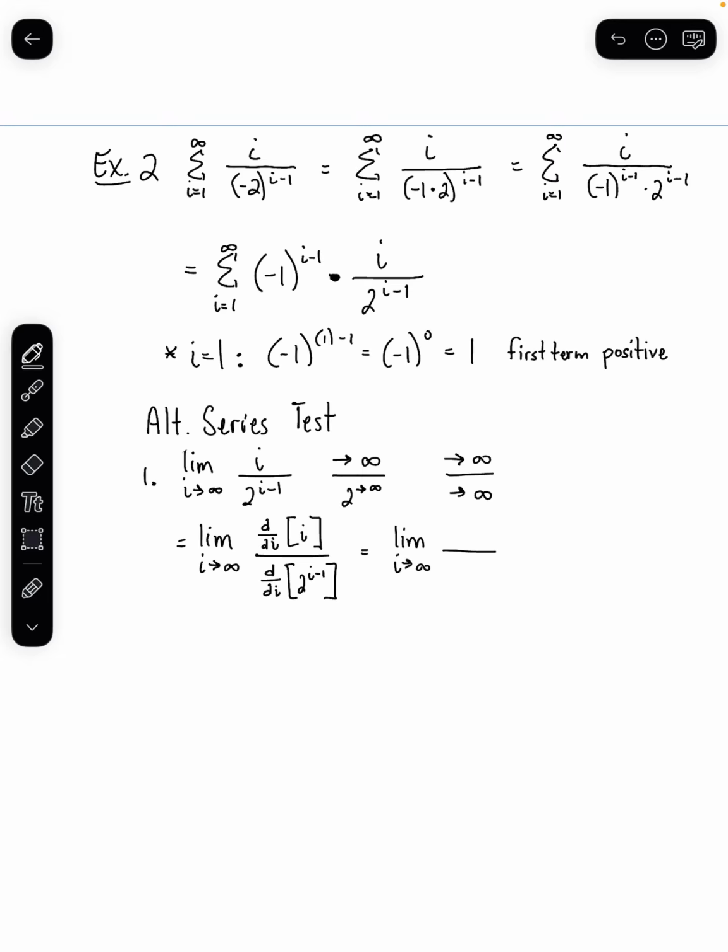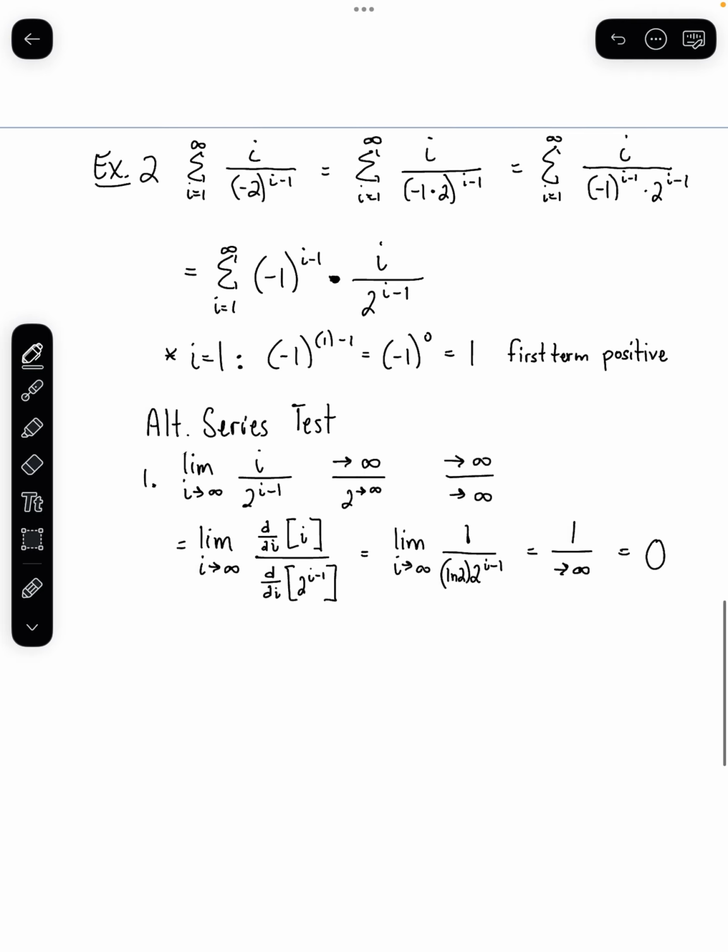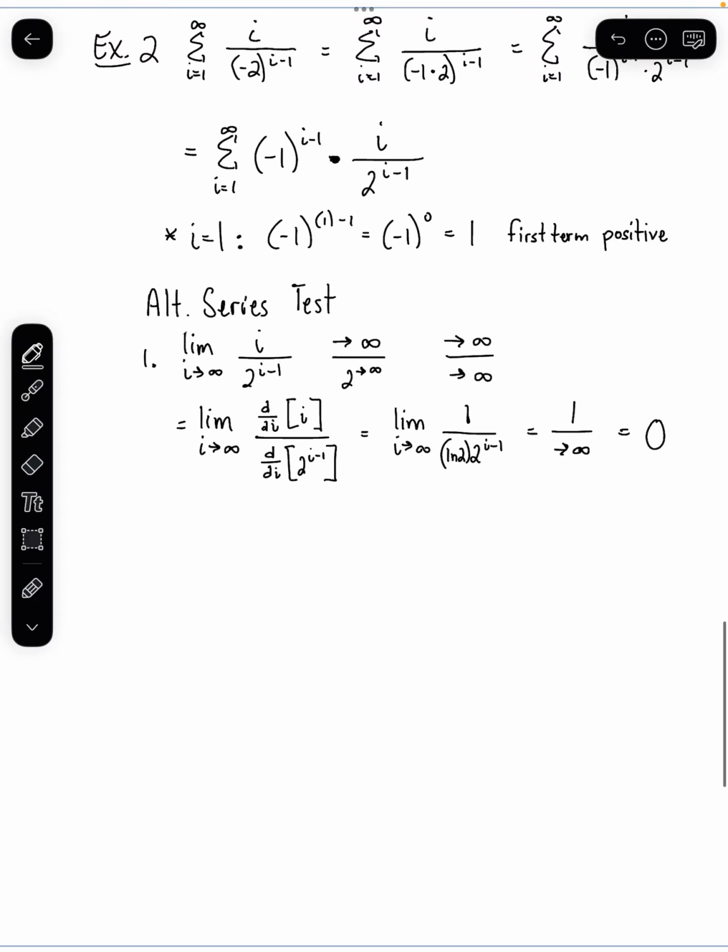The derivative of I in the top is 1, whereas the derivative of 2 to the I minus 1 in the bottom is 2 to the I minus 1 times the natural log of 2. So as we can see, the bottom hasn't really changed, but the top has dropped to a 1, and that's enough to break the indeterminate form and give us a limit of 0. So we've passed the first condition of the alternating series test. We know that the terms get smaller as we go. The second part is perhaps a little bit trickier.